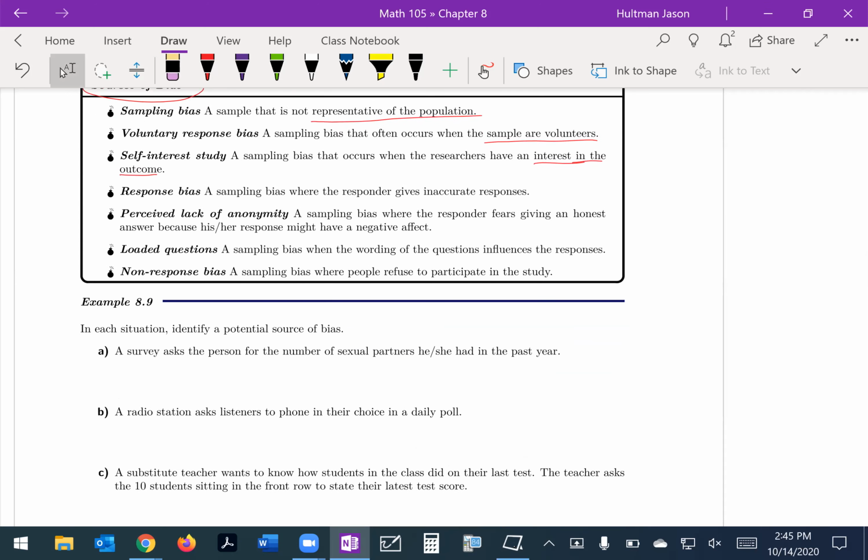Okay, response bias. A sampling bias where the responder gives inaccurate responses. Okay, they're basically lying to me. You are a liar. Liars.